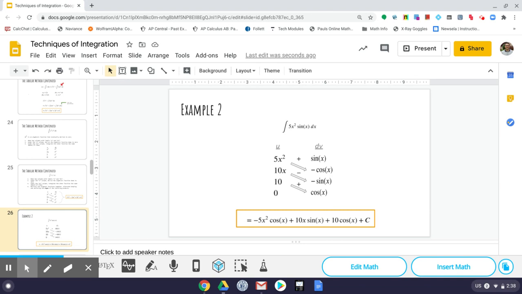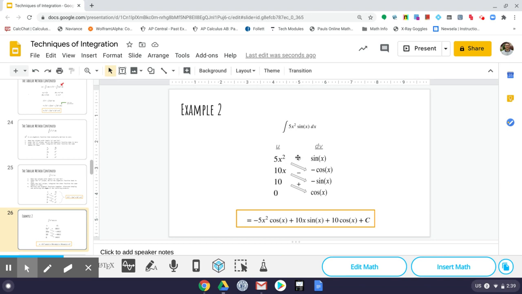So on the right-hand side, dv equals sine x. I'll do integrals the whole way down. So the integral of sine is negative cosine, and then it just flows through. Now it's about putting the pieces together. I know that I'm going to multiply 5x squared by the integral of sine x. So I get 5x squared multiplied by negative cosine x. So that multiplication is negative 5x squared cosine of x.